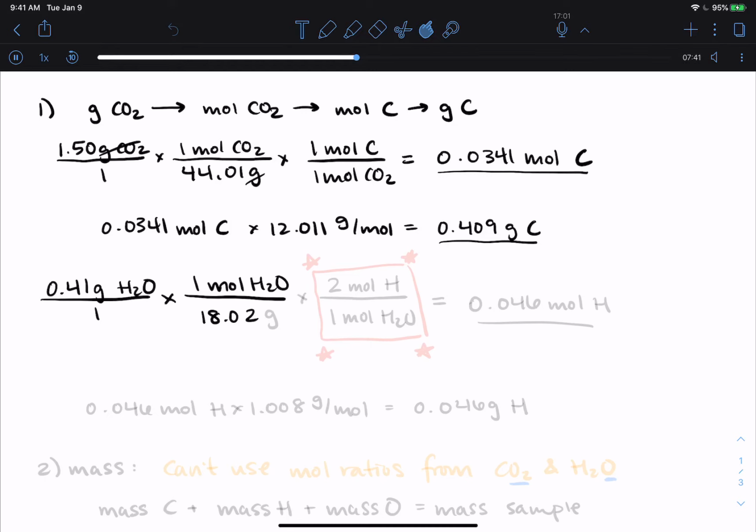And then in my formula, it's 2 hydrogens and 1 oxygen. So I get 2 moles of hydrogen for every 1 mole of H2O. And I'm going to pause here. I'm going to put a big red box around this. I'm going to put a star by it.